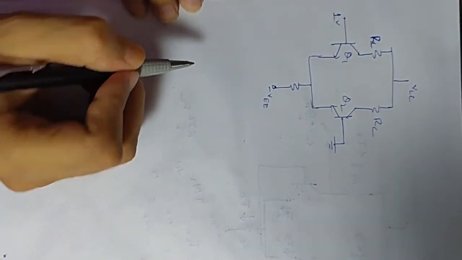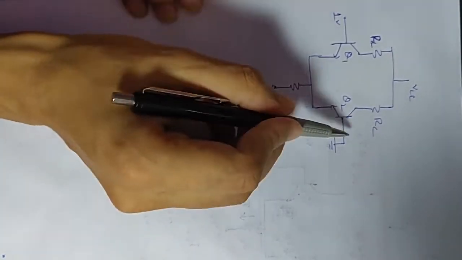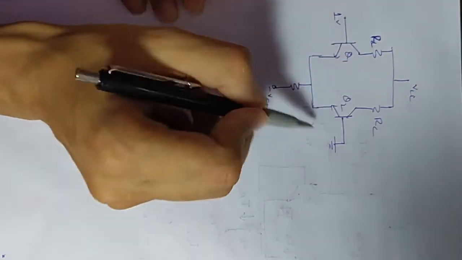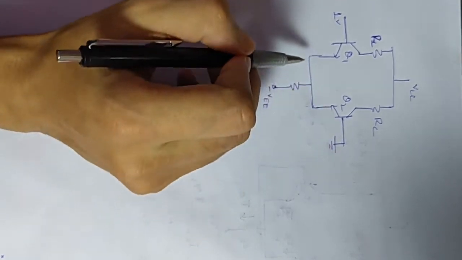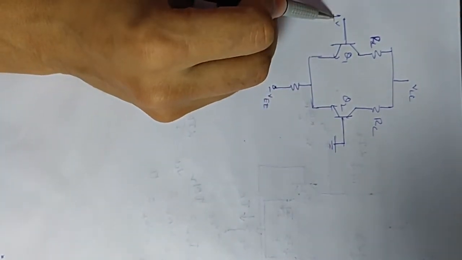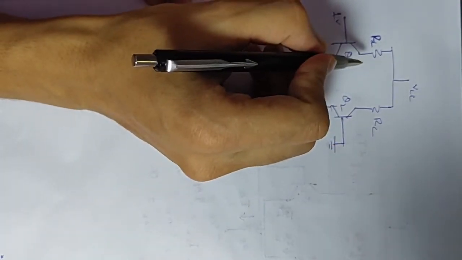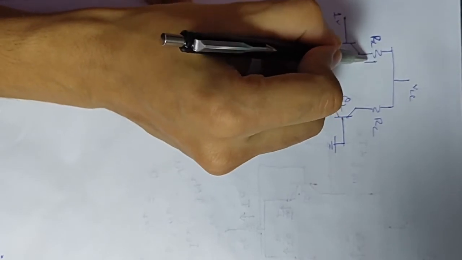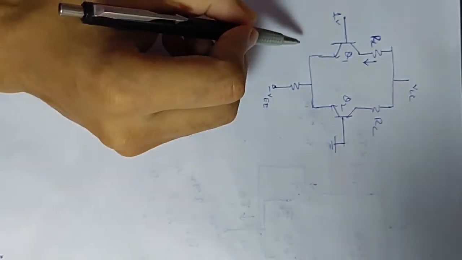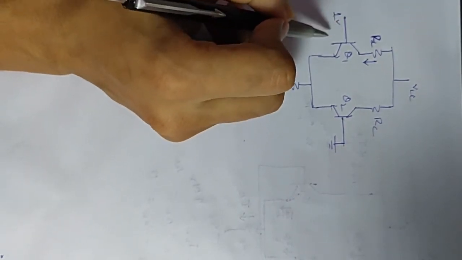So in this case, as you can see, previously you had a common signal to both the inputs, and in this case you have only 1 volt and the other transistor will be grounded. So as a result, due to this plus 1 volt, Q1 will conduct, and due to this conduction, this will be forward biased.